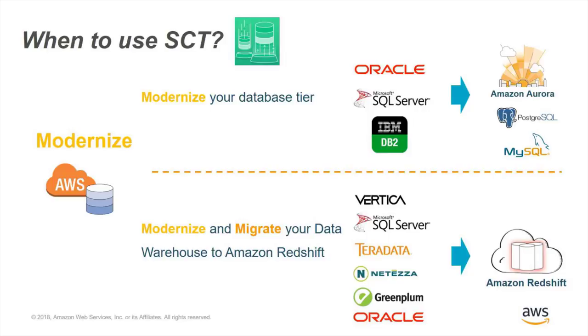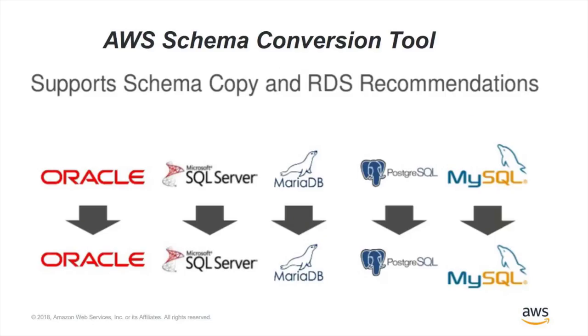When it comes to homogeneous migrations, the schema conversion tool also helps you do homogeneous code comparison. For example, if I'm moving from my on-premise Oracle environment to an RDS Oracle environment, using the schema conversion tool you can compare the schemas that you have deployed on your RDS systems with the on-premise environment, and you can see the changes that you need to make.